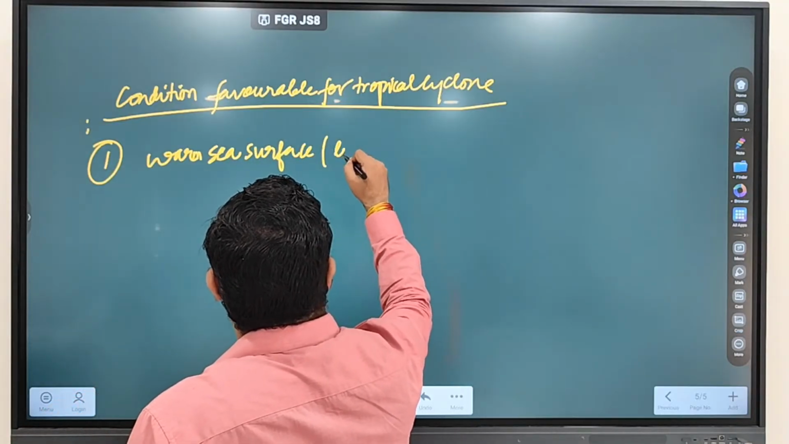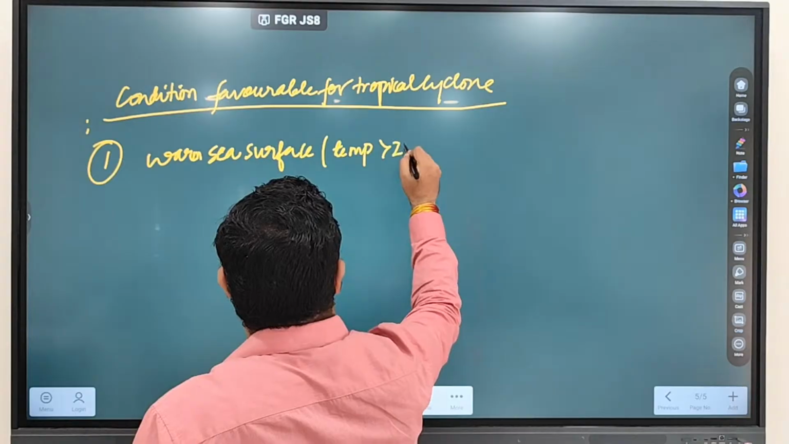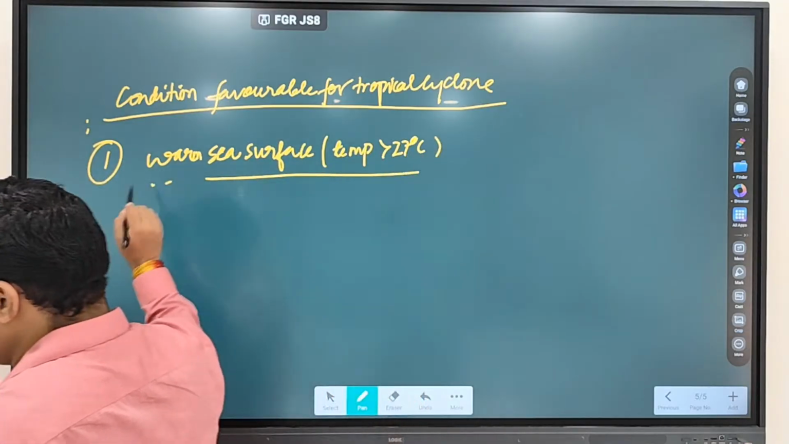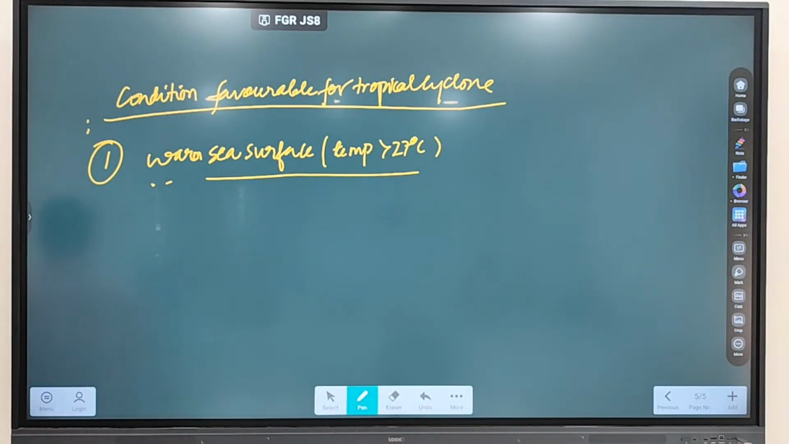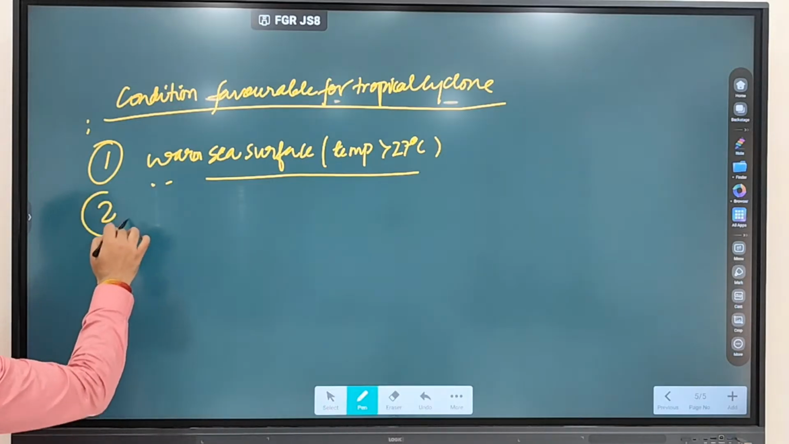Warm sea surface where temperature should be greater than around 27 degrees Celsius. So the first condition that you require is a warm sea surface where temperature should be greater than what? Temperature should be greater than 27 degrees Celsius, because these are formed at the ocean and the low pressure has to form over ocean. So you require a warm sea surface where temperature is greater than 27 degrees Celsius. Clear?